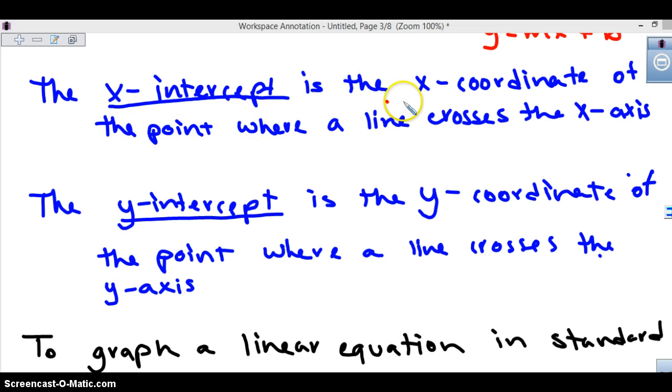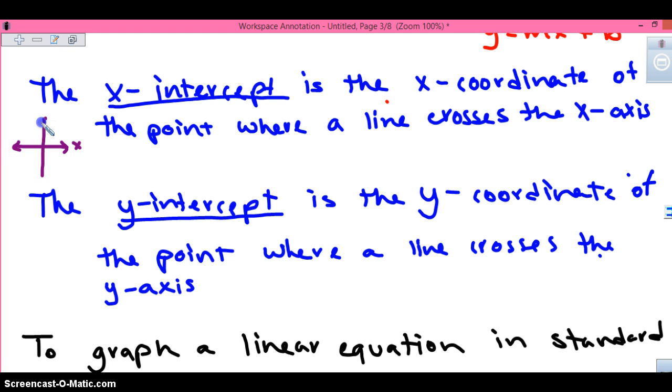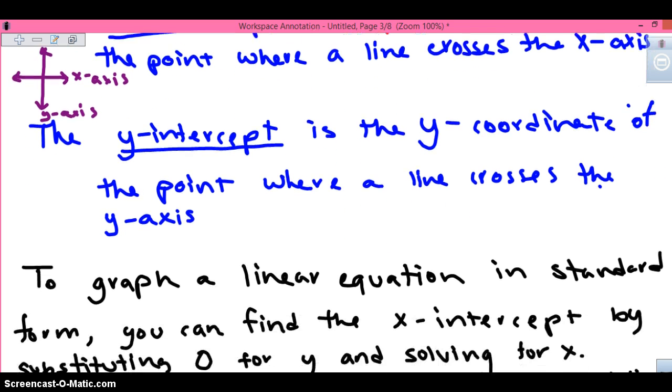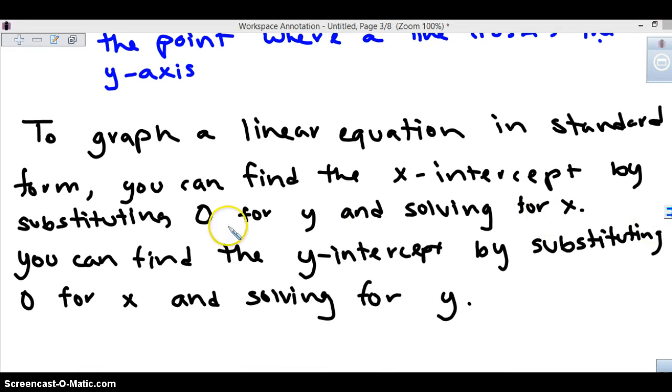So the x-intercept is the x-coordinate of the point where the line crosses the x-axis. When we have our coordinate plane, this is the x-axis. This is your y-axis. The y-intercept is the y-coordinate of the point where a line crosses the y-axis. To graph a linear equation in standard form, you can find the x-intercept by substituting 0 for y and solving for x. You can find the y-intercept by substituting 0 for x and solving for y.